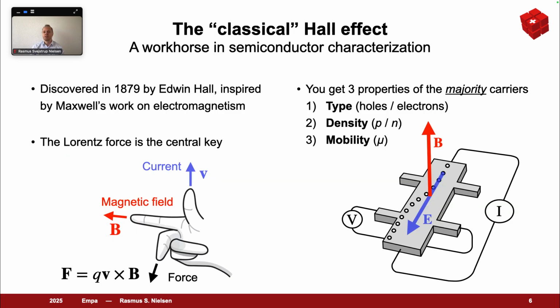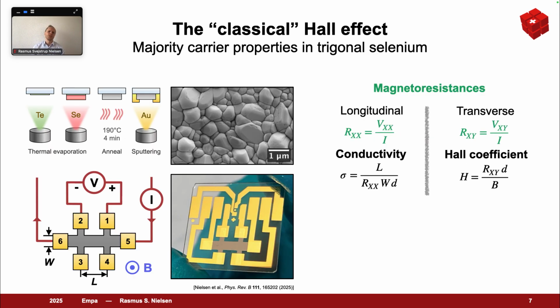To study the properties of the charge carriers that are currently limiting the performance of our devices, we could use the classical Hall effect. This technique is a workhorse in semiconductor characterization based on the Lorentz force. And if successful, the outcome is three carrier properties, namely the type, the density, and the mobility of the majority carriers. One downside is that we need to fabricate a Hall bar with electrical contacts to do that. And as we need to shine light on our semiconductor in a minute, we need to do it on an insulating and optically transparent substrate.